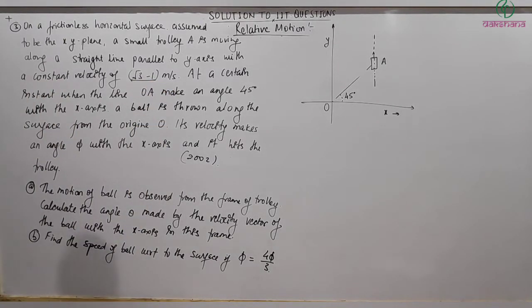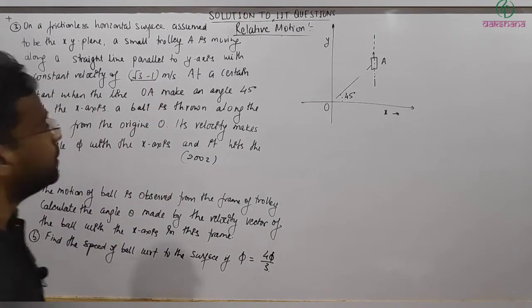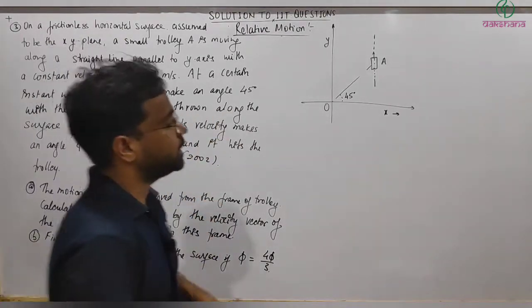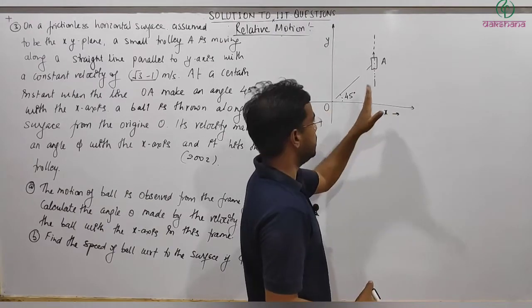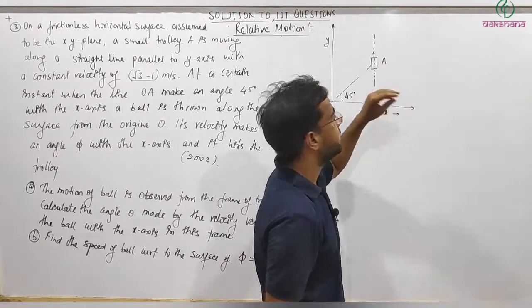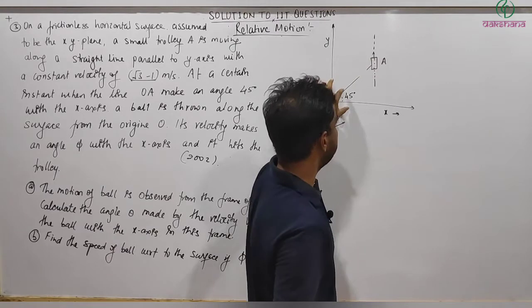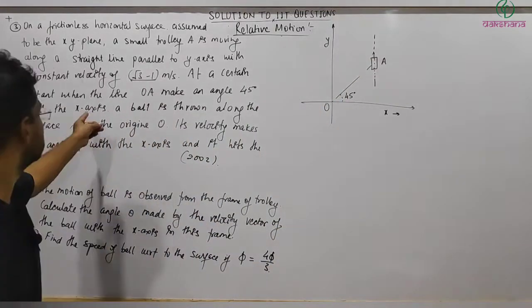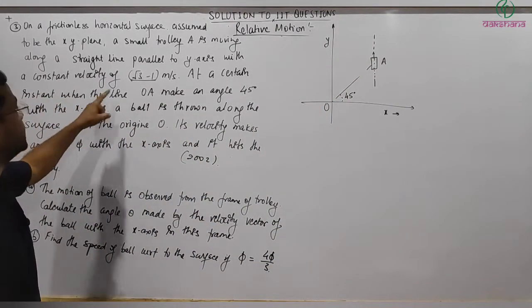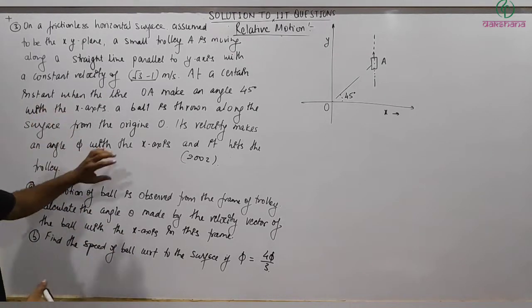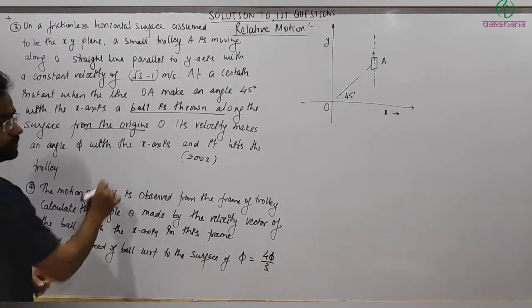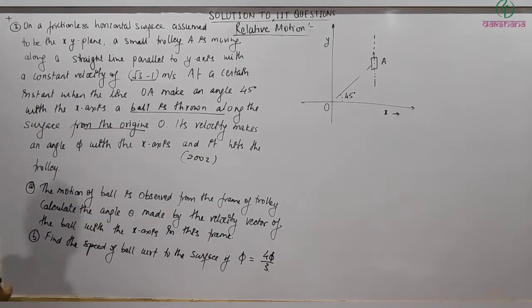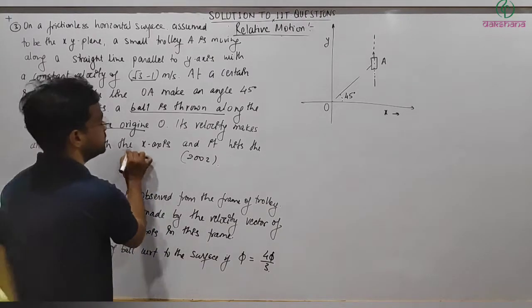At a certain instant, the line OA makes an angle of 45 degrees with the x-axis. OA is the line connecting the trolley A and the origin. At that instant, a ball is thrown along the surface from the origin O. Its velocity makes an angle phi with the x-axis, and it hits the trolley. This is the information given to us.